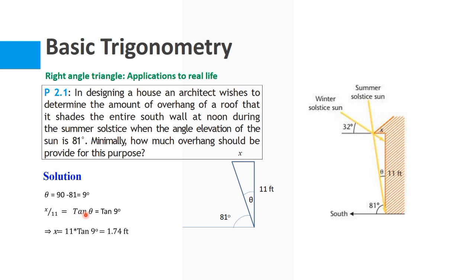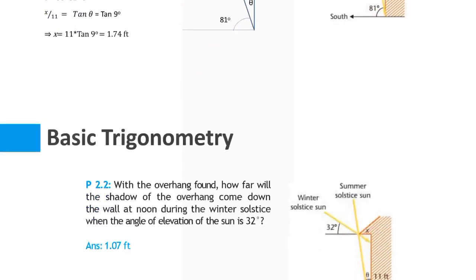So tangent theta is equal to x divided by 11, and this theta, which we have already defined, is 9 degrees. So tangent 9 degrees will be equal to x divided by 11. Multiplying 11 with tangent 9 degrees, we find that the minimum size of the overhang should be 1.74 feet. So if the architect provides an overhang of 1.74 feet, then no sunlight will enter the house during the summer season.